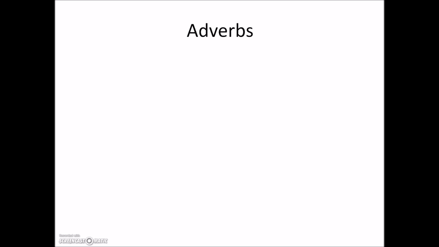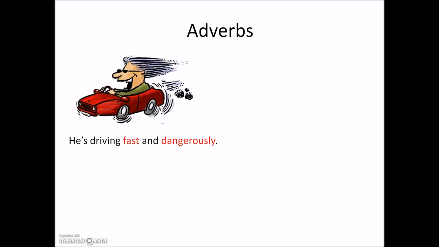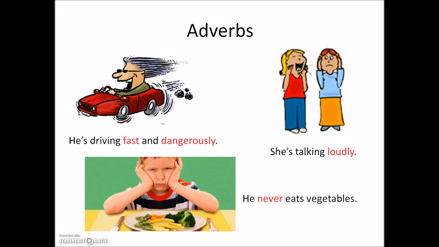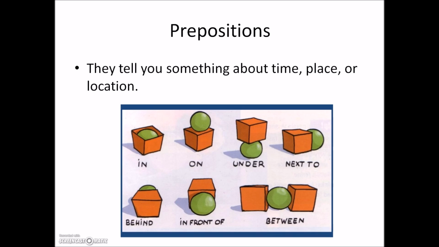An adverb describes a verb. This man is driving fast and dangerously. She's talking loudly. And this boy never eats his vegetables. A preposition tells you something about time, place, or location. There are many prepositions. This picture shows some examples of location prepositions.